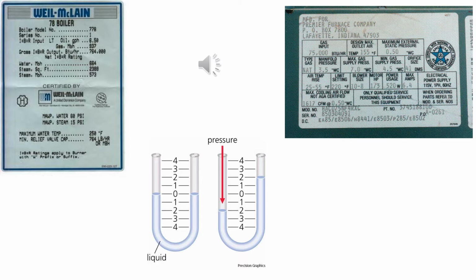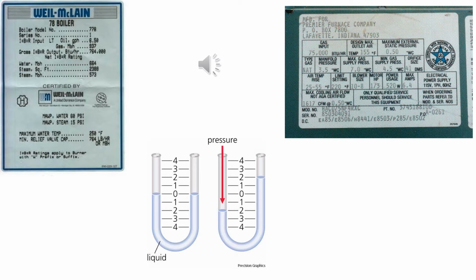If you look at the picture on the upper left, which is a boiler ratings plate, you see that the water MBH, which is 6 lines down, is 664, which means that the boiler configured as a forced hot water system would produce 664,000 BTUs per hour. If you look at the picture on the upper left, which is a furnace ratings plate, the gas input of the furnace on the top line is 75,000 BTUs per hour. To convert to MBH, you would divide by 1,000 and that would equal 75 MBH.